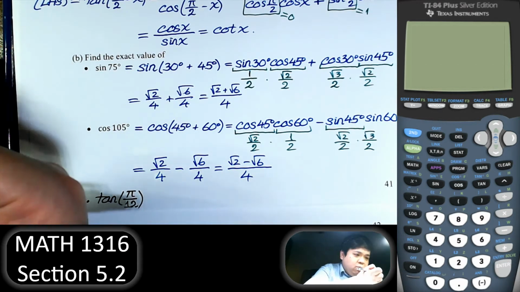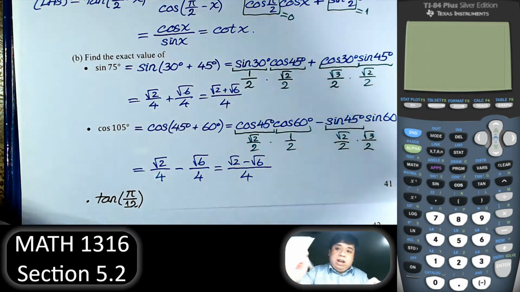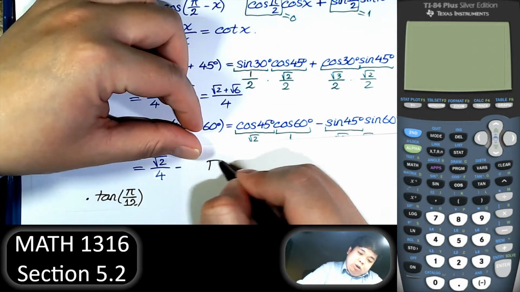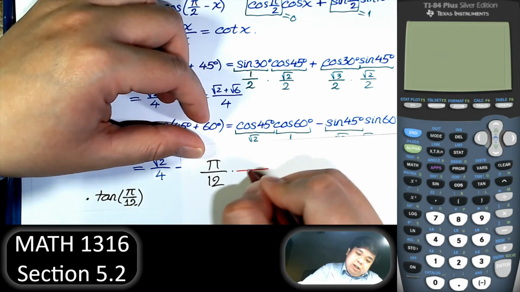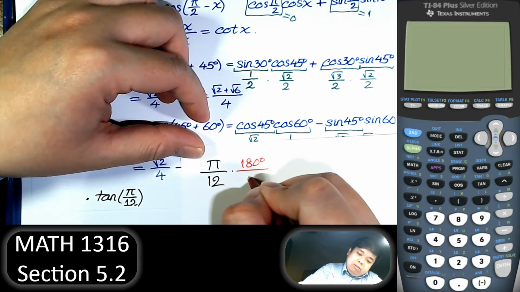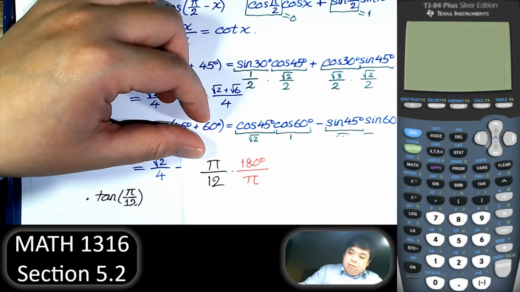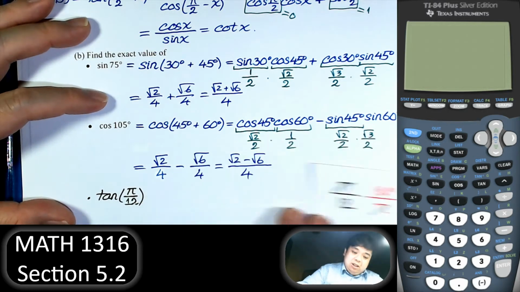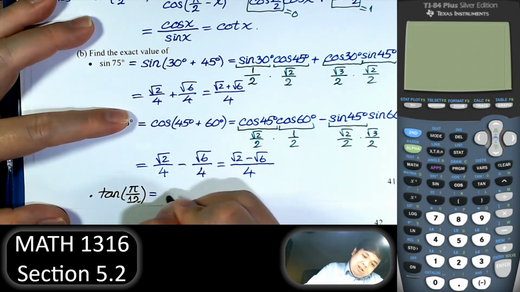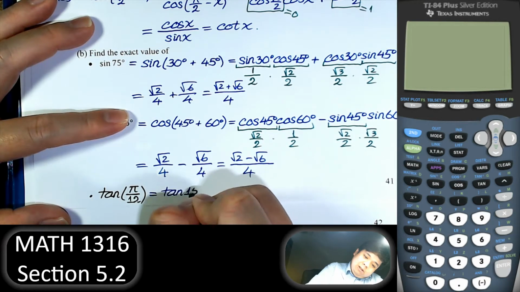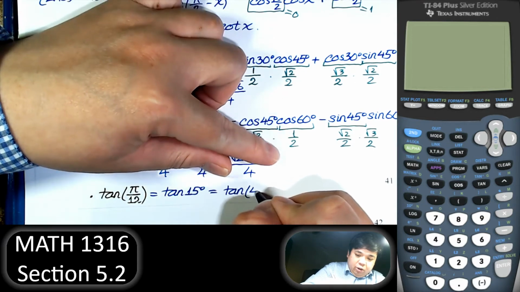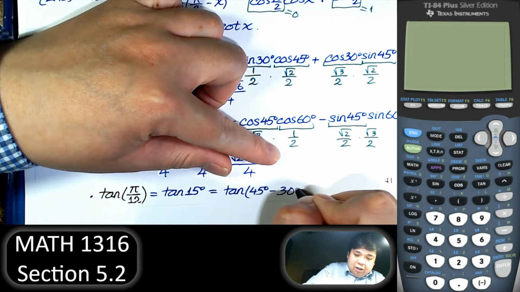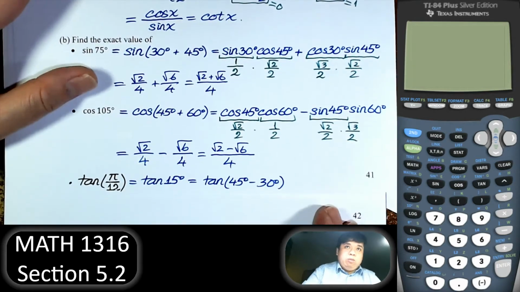It's always more difficult if we work in radians, we don't get an idea. But if we convert this to degrees, maybe it helps. Convert to degrees: put degrees on top, pi at the bottom. Cancel out. 180 divided by 12 is 15, so that is 15 degrees. And 15 degrees, of course, we can write as tangent of 45 minus 30, and we can use this identity and go from there.